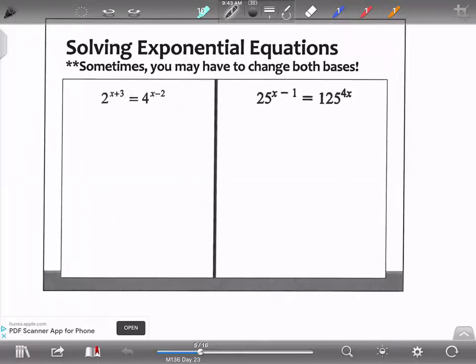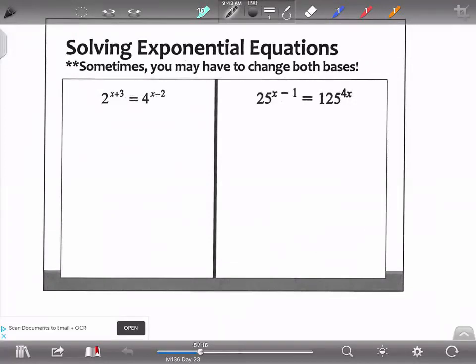Making things a little bit more challenging. Sometimes you'll have to change one or both bases. And if they already have exponents, things are a little bit trickier. So for this first question on the left, we have 2 to the power of x plus 3 equals 4 to the power of x minus 2.